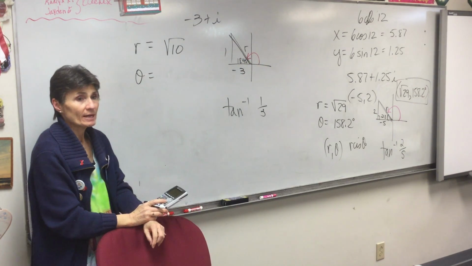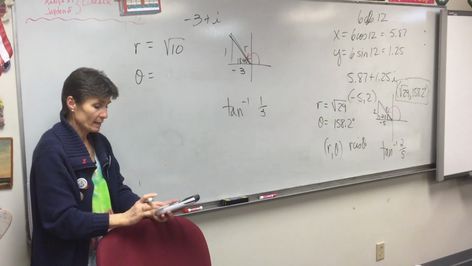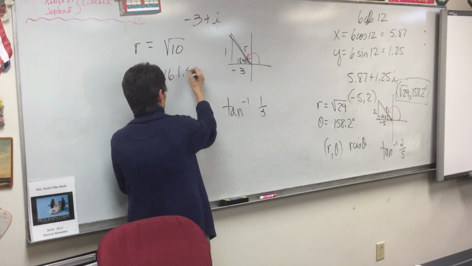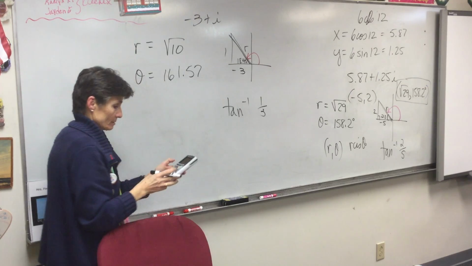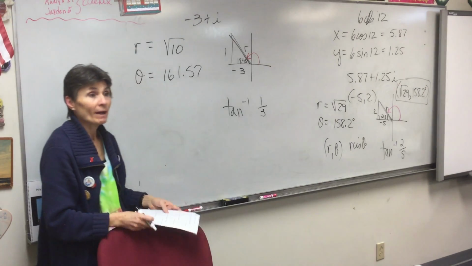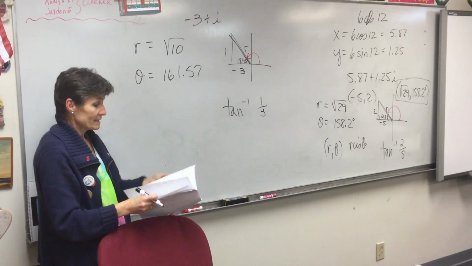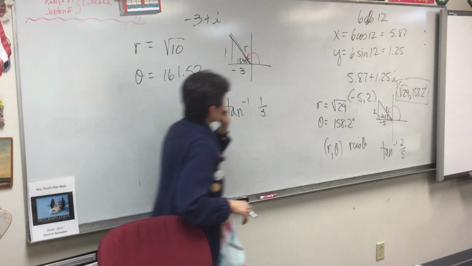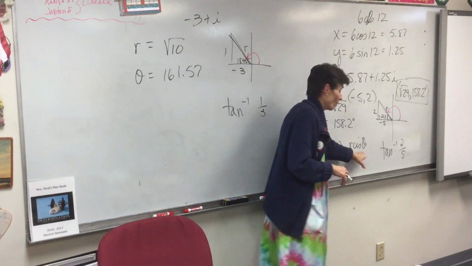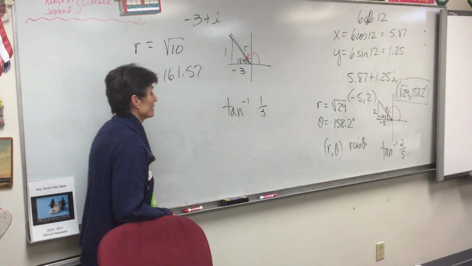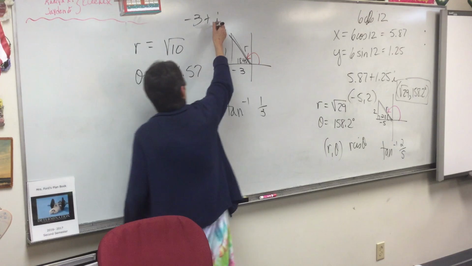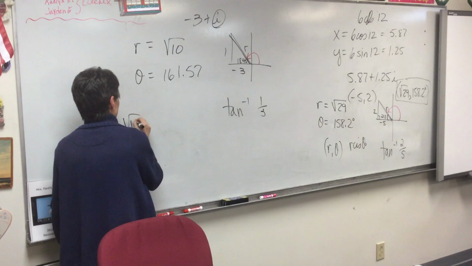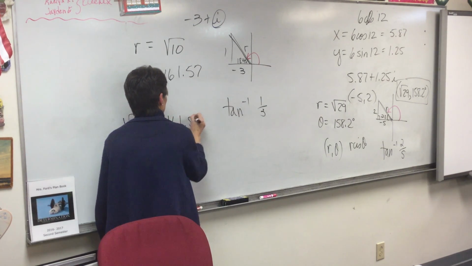That is not theta. So it has to be 180 minus that, and it's 161.57. So now I have found my r and my theta. But to get full credit for the problem, I need to answer it in the right way. So is it going to be the ordered pair, or is it going to be the cis notation? Cis. Problem has an i, answer's going to have an i. So root 10 cis 161.57.